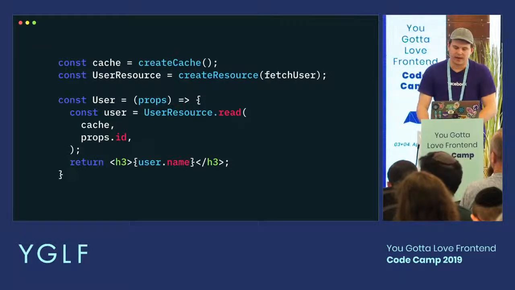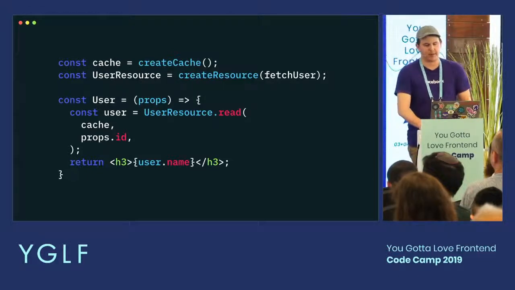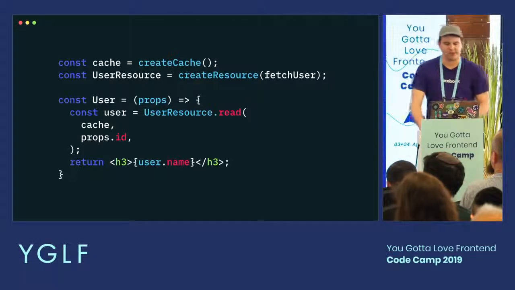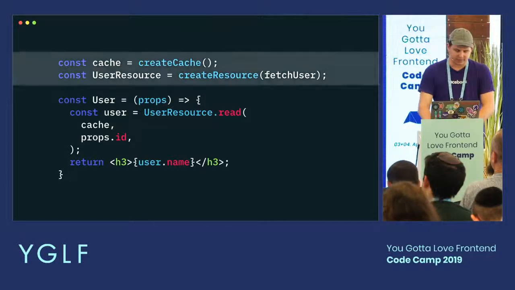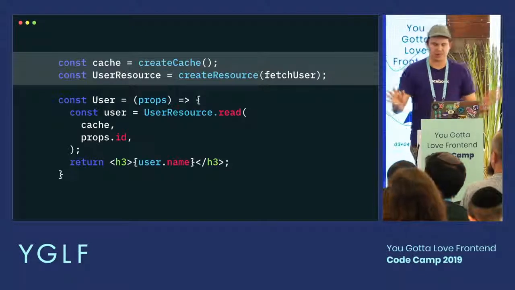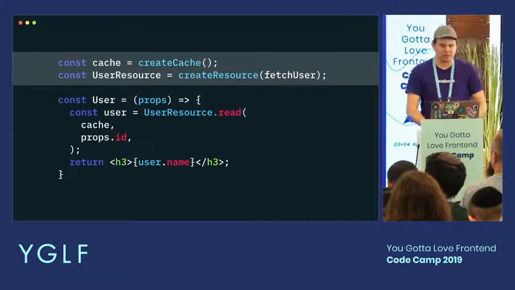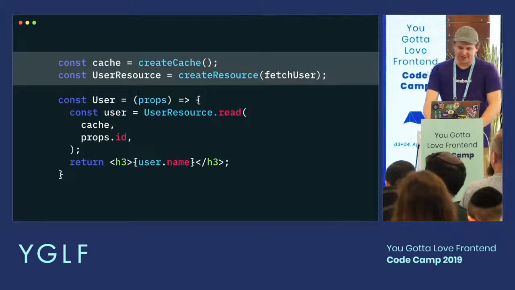So here we have a very simple example of using suspense to render some async data. Specifically, we have this user component that fetches some data for a user and then renders an h3 tag with their name. So we have a couple of functions, create cache, create resource. We just assume that this comes from some unknown data caching library that works with React suspense. Don't worry about it. Just assume they exist and they work.